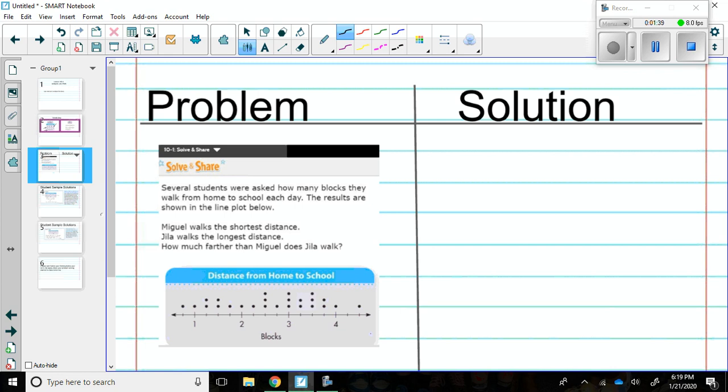Here's today's solve and share problem. Several students were asked how many blocks they walk from home to school each day. The results are shown in the line plot below. Miguel walks the shortest distance. Jilla walks the longest distance. How much further than Miguel does Jilla walk? Press pause now to work this problem any way you choose. Press play when you are ready to continue.